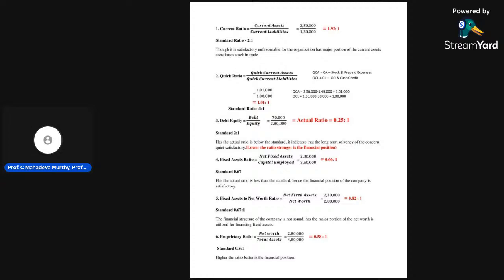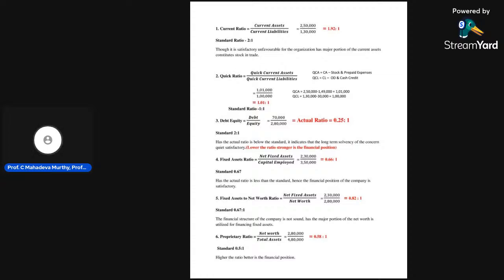That is the standard. If you invest in assets, land and buildings, more than 67%, working capital is most important here. Without working capital, day-to-day activities and expenses cannot be met, and it is not possible to run the business organization. Only 67% of the capital employed should be in fixed assets. That is the meaning of that. I hope you understand this concept.